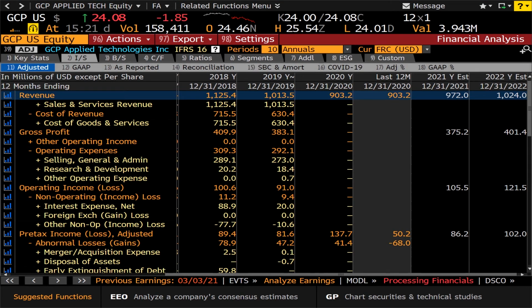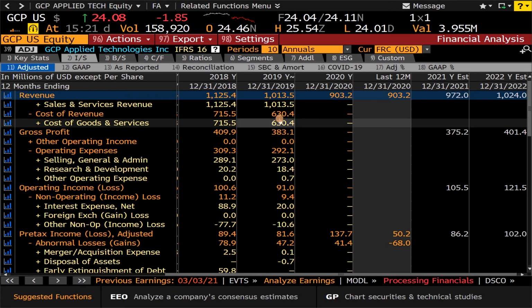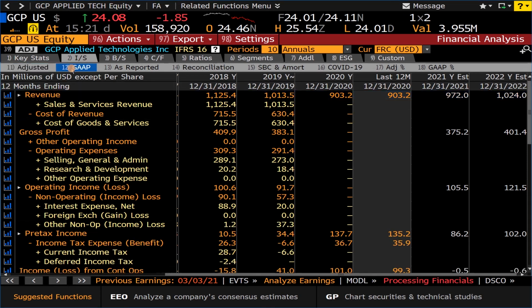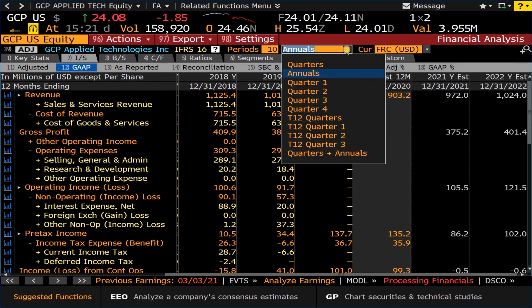Next, we'll take a look at the income statement. Similar to the key stats, you have the ability to look at an adjusted income statement, a US GAAP income statement, or you also have the ability to look at what the company reported. We're going to take a look at the US GAAP income statement, and I'm just going to change the quarter to quarter 3.